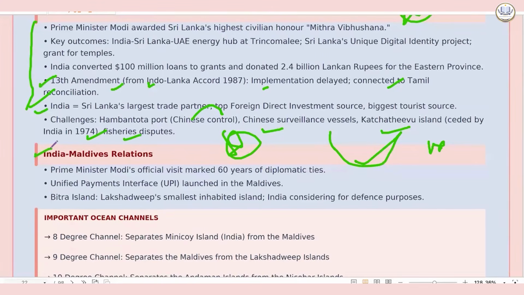So Prime Minister Modi's official visit marked 60 years of diplomatic ties. Unified Payment Interface UPI was launched in the Maldives. Bitra Island, Lakshadweep's smallest inhabited island, India is considering for defense purpose.